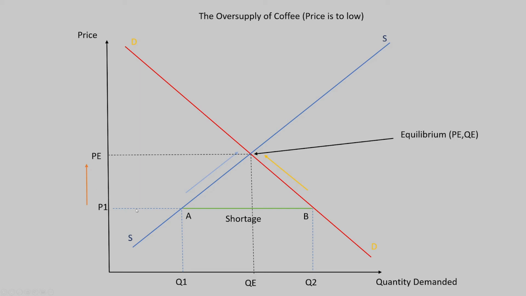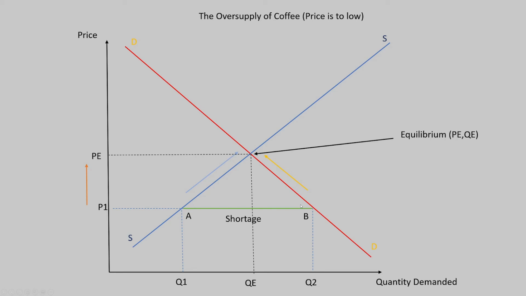So at P1 here, let's have a look at how much our suppliers are willing to supply. So they're at point A, where price intersects with supply. They're only willing to supply Q1 worth of coffee. Yet let's have a look at demand. Because it's such a low price, look at where demand intersects with price at point B. And quantity demanded is huge at Q2. Look at how much more quantity demanded there is than quantity supplied. So we have this big shortage between points A and B.